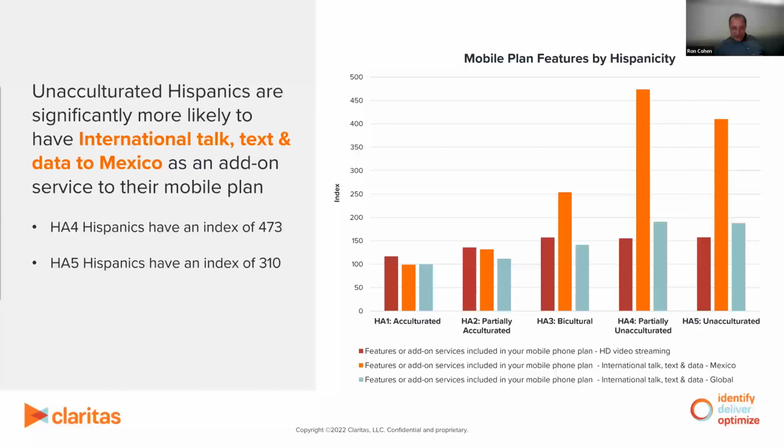You can see what's driving this here is the bicultural and unacculturated Hispanics are absolutely, almost universally taking calling plans that include talk, text, and data to Mexico. HA4, which is the less acculturated Hispanics, are 5 times more likely to have that as a package, as a feature in their mobile package.